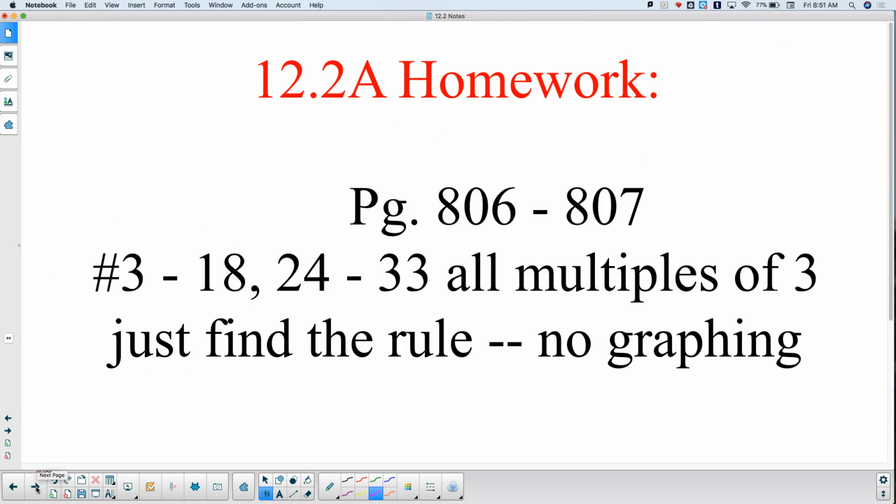Okay. Now, it says in the directions for this one to graph the rule or something like that. I don't remember what the directions say. No. Okay? Just find the rule.